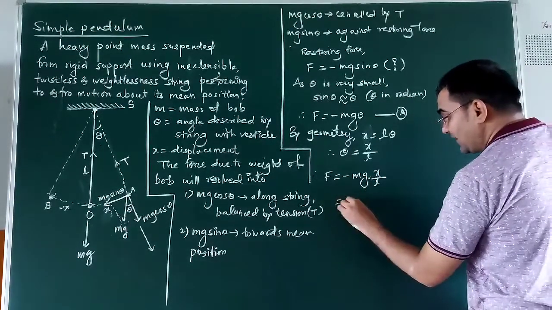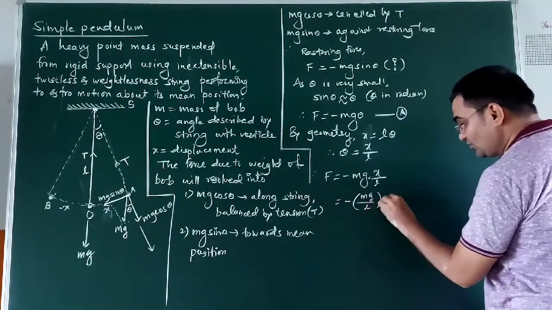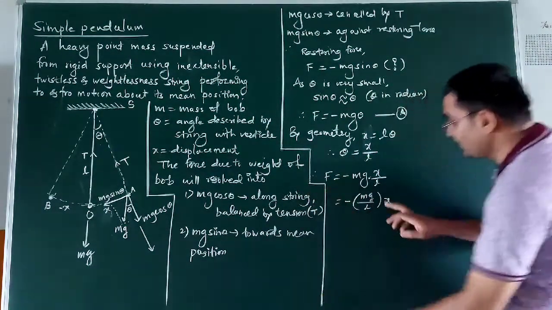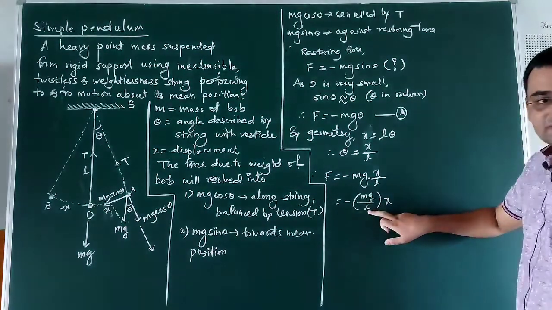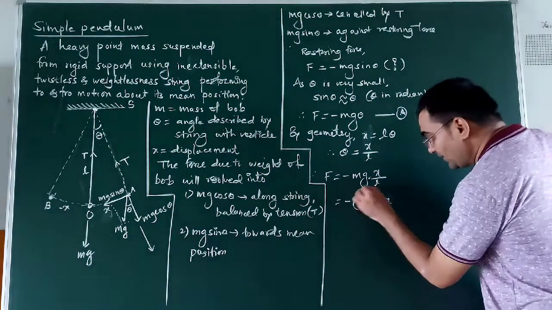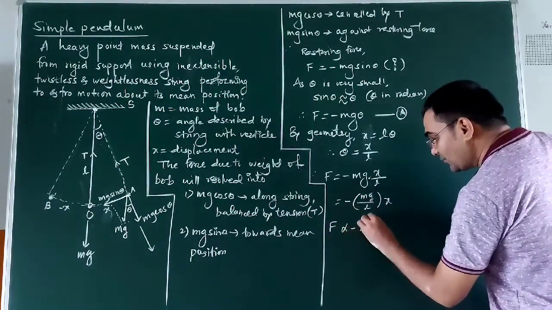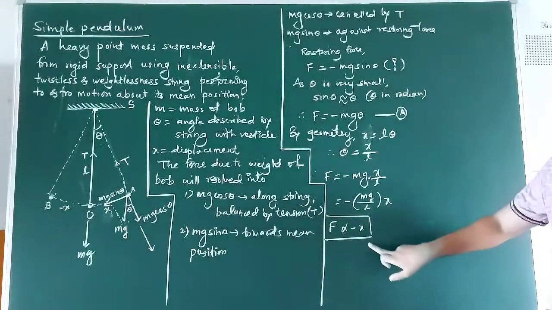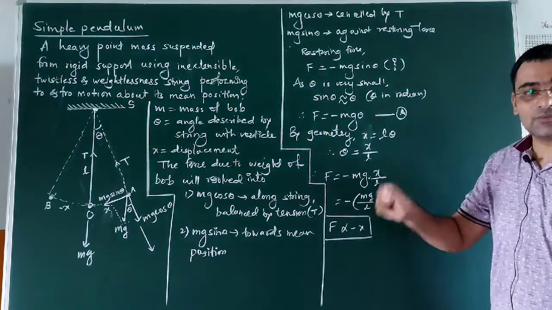So here I will say minus sign constant mg upon L into x. See here, mass of the bob is constant, acceleration due to gravity for that point is again constant, and length of string is definitely constant. So if I replace this by any constant term, then I can say F is directly proportional to minus x. And you know that this happens in which type of motion again? This happens only in a linear simple harmonic motion.